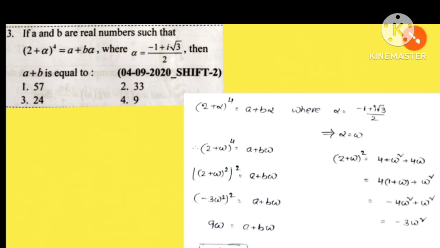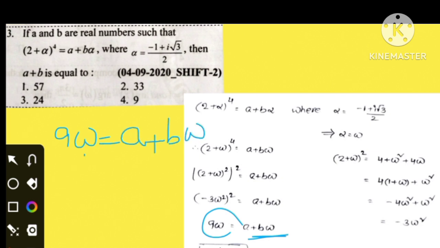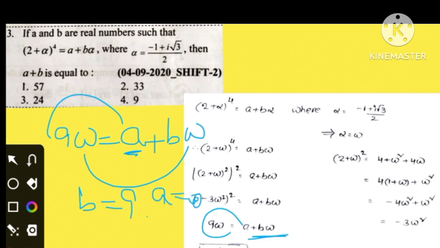So finally you get the answer: 9 omega is equal to A plus B omega. Now do the comparison. Then what do you get? 9 omega is equal to A plus B omega. Taking the omega terms comparison, you get B is equal to 9. What is A? A is equal to 0, because there is no constant term on the left hand side. So A is equal to 0. Therefore the question is A plus B, so the value is equal to 9. That's all. This is the answer.